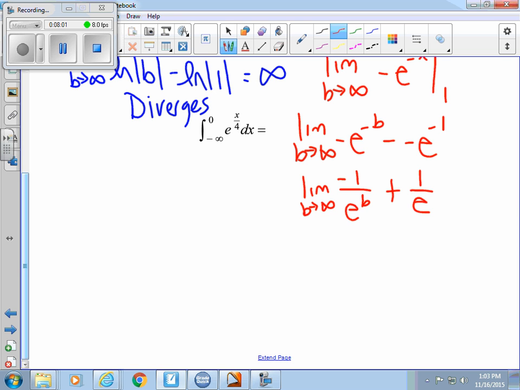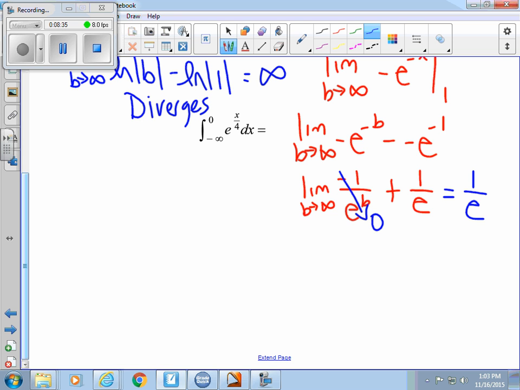And as b approaches infinity, what does negative 1 over e to the b do? It goes almost to 0. The limit would be 0, right? Because as e to the b gets bigger and bigger and bigger, 1 divided by that gets smaller and smaller. So this piece goes to 0. So this is just 1 over e. If you would have typed that integral into your calculator, it would have told you that the integral was 1 over e. So this one we were able to do.